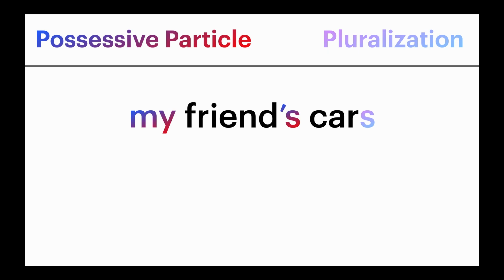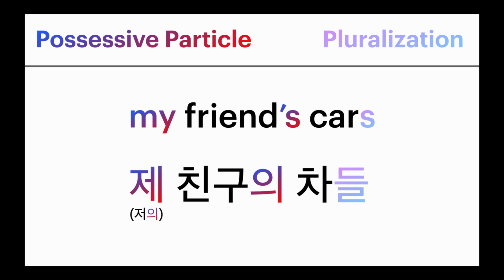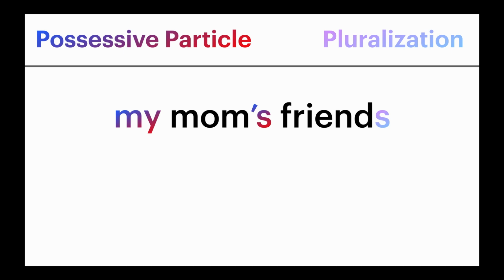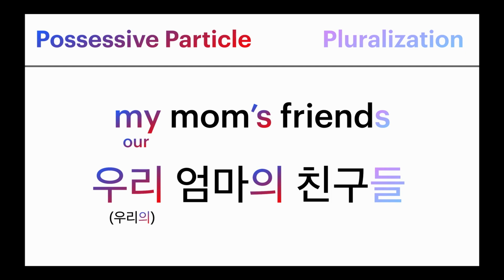Because your friend is incredibly rich and has multiple cars. 제 친구의 차들. My mom's friends. And for my mom, we're going to go ahead and say our mom. 우리 엄마의 친구들. 의 on 우리 tends to be dropped, so we just have 우리 엄마 for my mom.